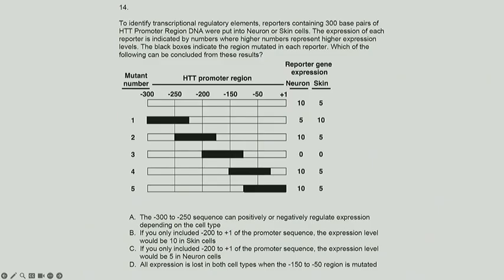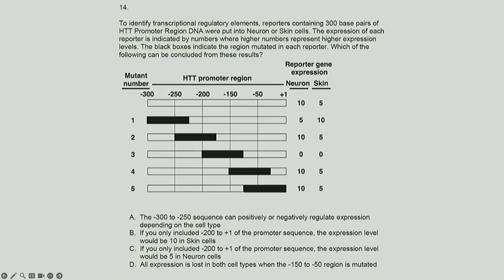Okay. So you do a promoter mutagenesis assay with the Huntington's promoter put into neuron or skin cells. And then we're going to try to deconvolute what is going on with this, right? So walking through it, in number 1, when you mutagenize the -300 to like the -225 region, suddenly your expression level flips, right? You get lower expression in neurons and higher expression in skin.